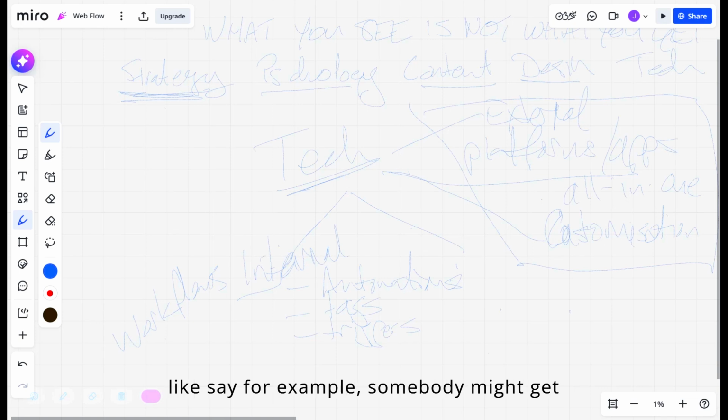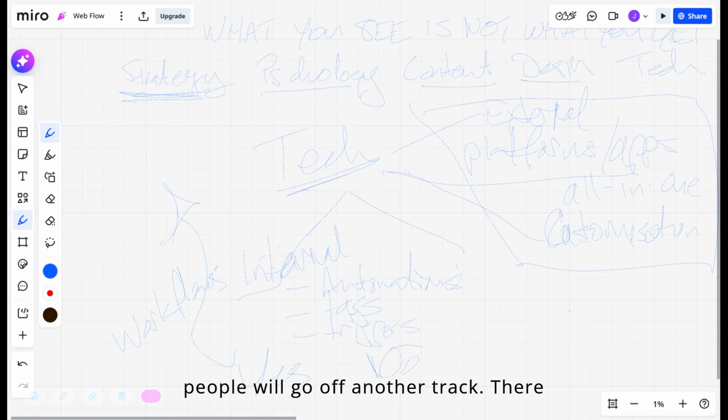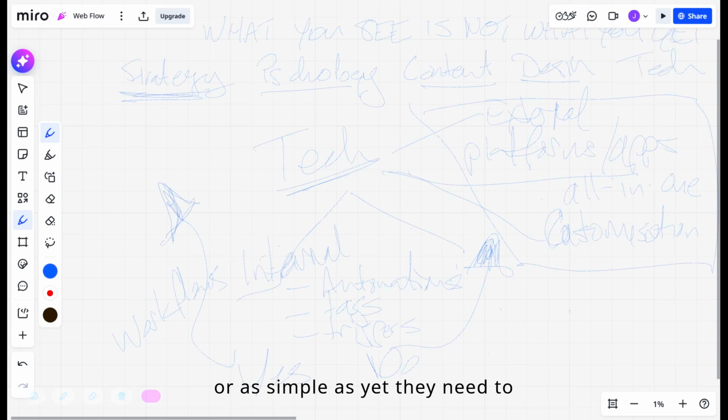So for example, somebody might get to the end of your sales funnel, and do they buy? Yes. Do they not buy? No. And so these people will go off on one track, and these people will go off another track. There are different stages within the awareness stage. They are at different places in the funnel, and so you are able to talk to them where they're at. So your automations are really important to get right, and can be as complicated or as simple as they need to be.